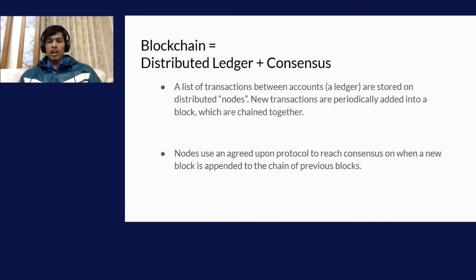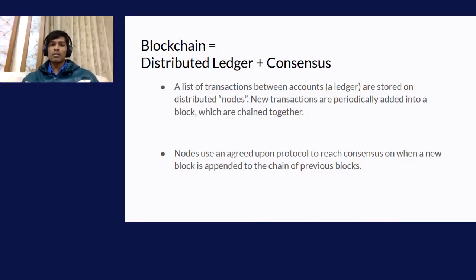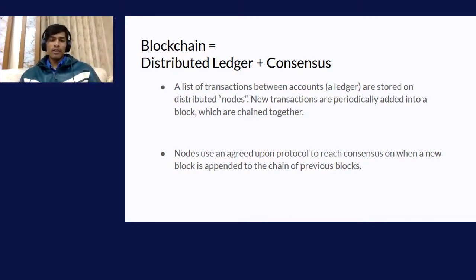A list of transactions between accounts are stored on distributed nodes. Think of it like a central server has only one copy of the data. In a decentralized network, the copies are like everywhere. Lots of people have it. And new transactions are periodically added into the block, which are then chained together, right? Nodes use an agreed upon protocol to reach consensus on when a new block is appended to the chain of previous blocks. Because it's decentralized, lots of people could say that no, this should be the new block, this should be the new block. But there is a way to be able to verify those blocks and say that, yeah, this is the right version of the blockchain. And that is what we call the consensus mechanism.